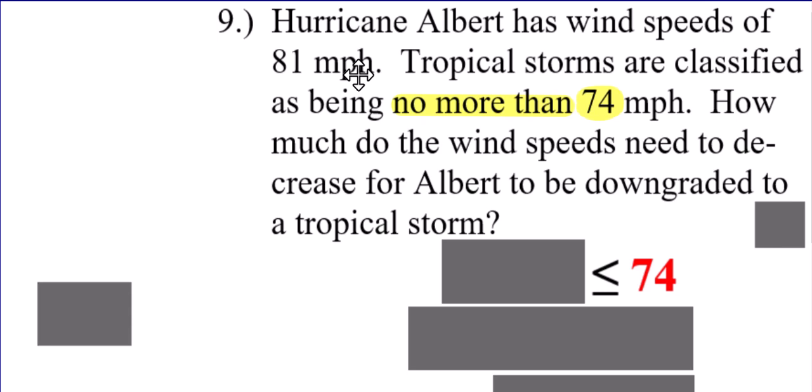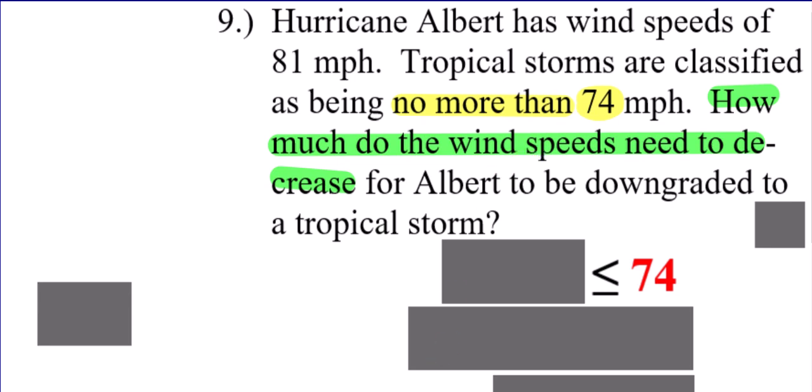But what do I do with the 81 and the variable? In fact, what is my variable? I'm trying to find how much the wind speeds need to decrease. That's a bit of a mouthful. So maybe we pick W, maybe we pick S, for wind speeds. I guess either choice would be fine. What would I do with 81 and our W or S?